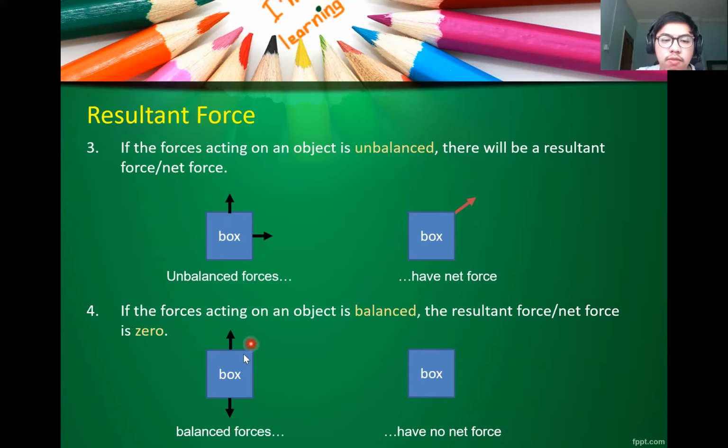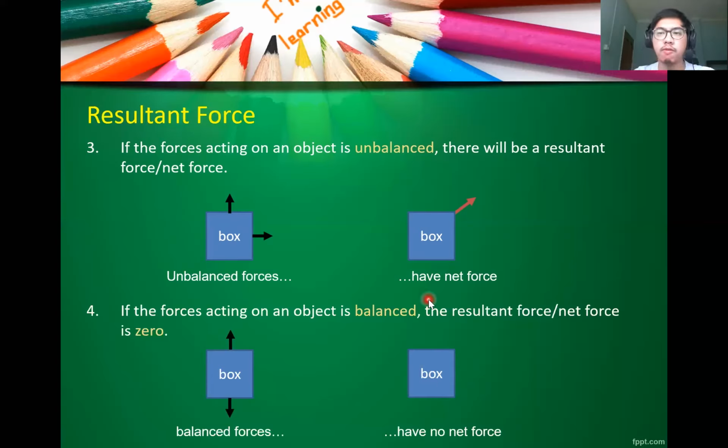However, if the forces acting on an object are balanced, the resultant force or net force is 0. For example, in this box at the bottom here, the force upwards and the force downwards are both equal. That means they are pulling or pushing each other at equal strength. When you combine these two effects, the effect is cancelled out. So the box doesn't go up, the box doesn't go down, the box doesn't go anywhere. So there is no net force.